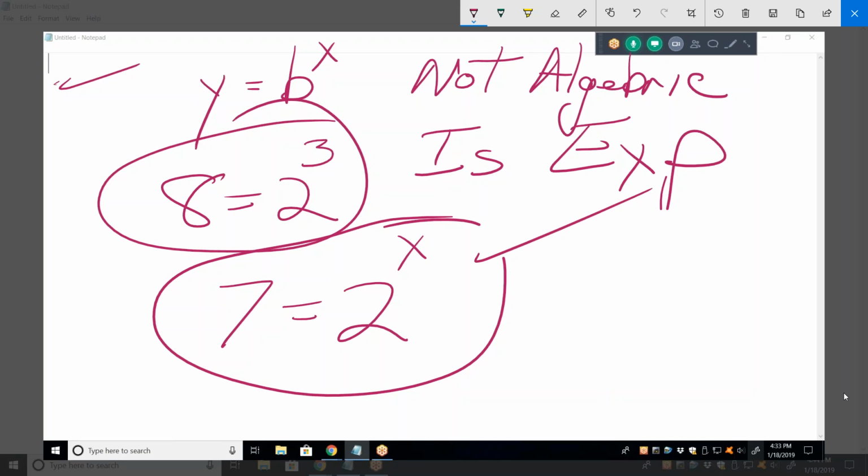Okay. Now, the way I'm going to solve that is I'm going to take the natural log of both. Well, I'll make it easy and take the log base 2 of both sides. Remember that whenever you have an equation, you can do the same thing to one side of the equation as long as you do it to the other. So it's perfectly acceptable for me to take the log base 2 of both sides.